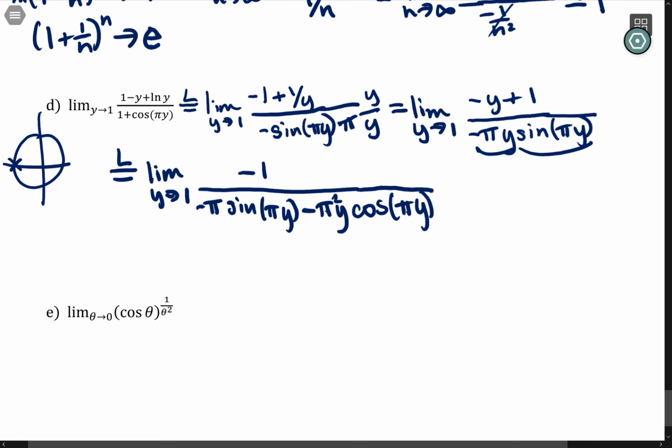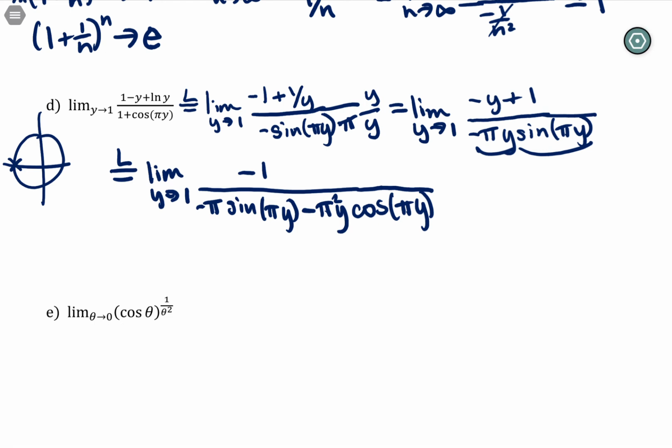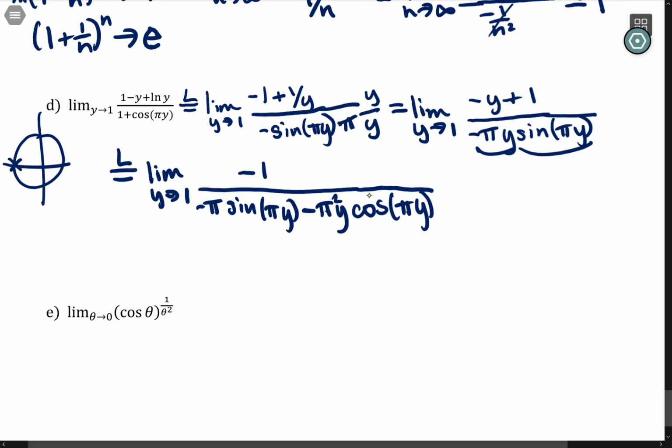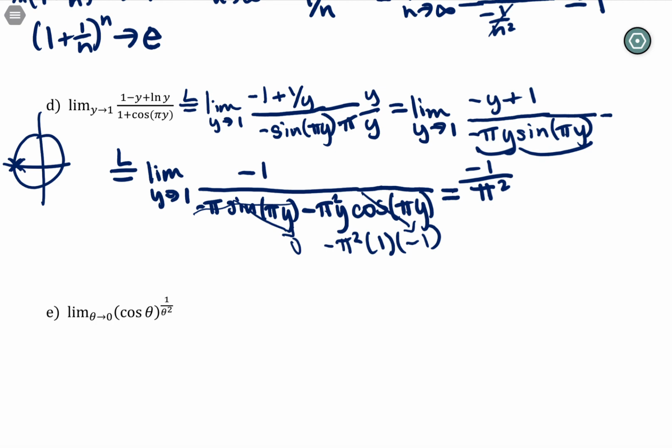Okay, so the top is now definitely not 0. Let's see what we get in the bottom. The sine of pi is 0. We're over on that left-hand side, y value is 0. The cosine is negative 1. Okay, so this first chunk is gone, but then we get negative pi squared times 1 times negative 1, which means the value of our limit is negative 1 over pi squared. So messy, but still just applying L'Hopital's rule until you get something that's not indeterminate.